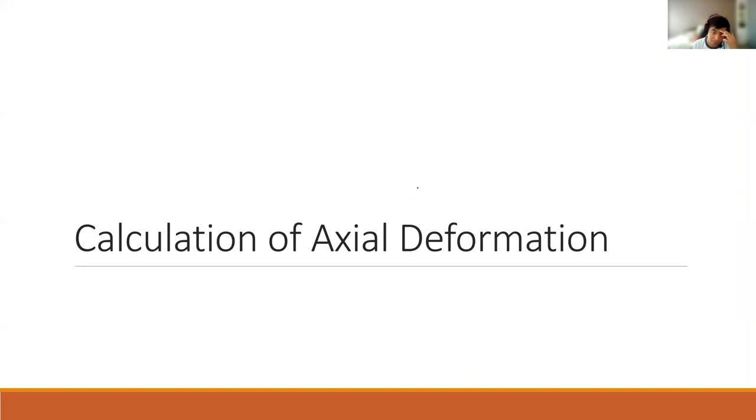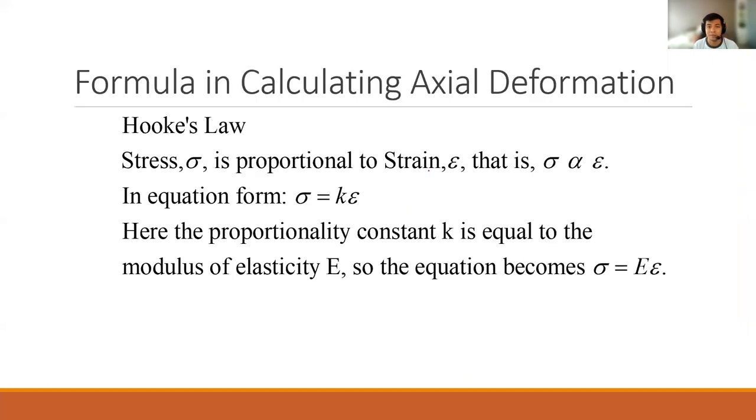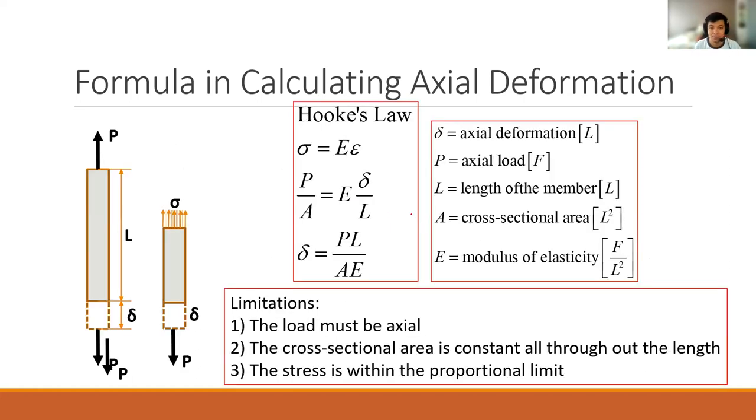So next would be the calculation of axial deformation. In formula, we're going to use Hooke's law from the previous slide, where most likely the modulus of elasticity, E, is already given. Usually this is how we present our equation for Hooke's law going towards the deformation formula. If you're not really interested in deriving the equation, just try to memorize this equation.